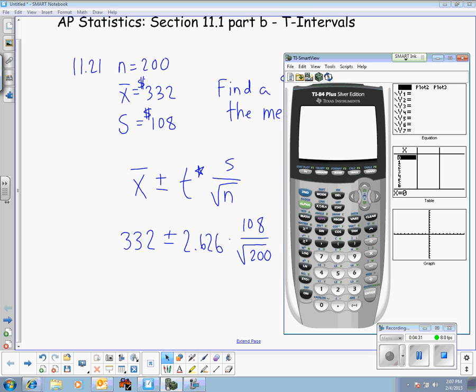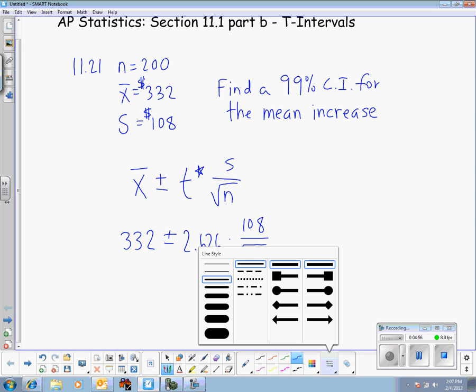The lower end is going to be 332 minus 2.626 times 108 divided by the square root of 200. And we get the lower end to be 311.945. And since this is in dollars and cents, let's go to 311.95.